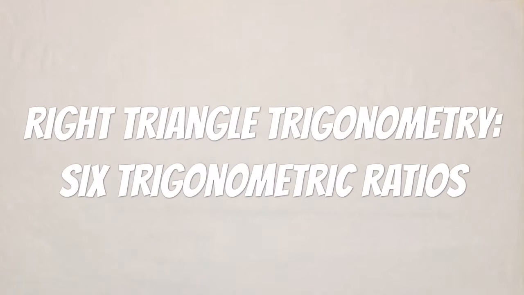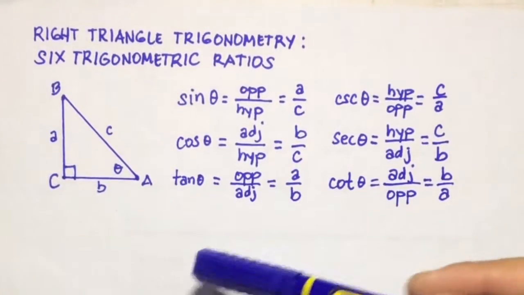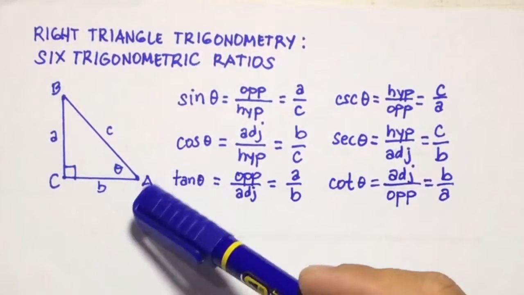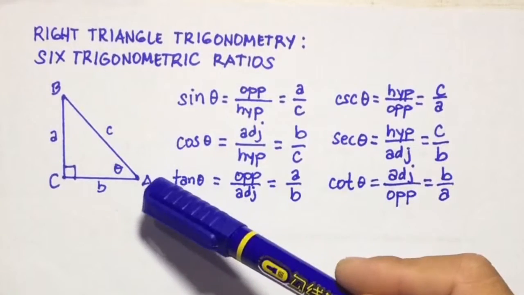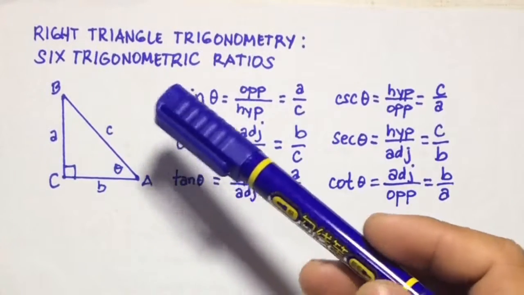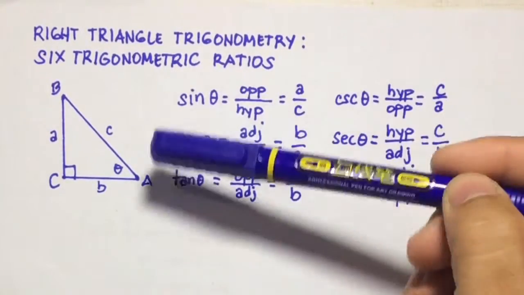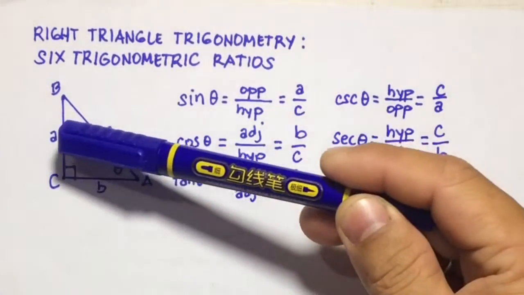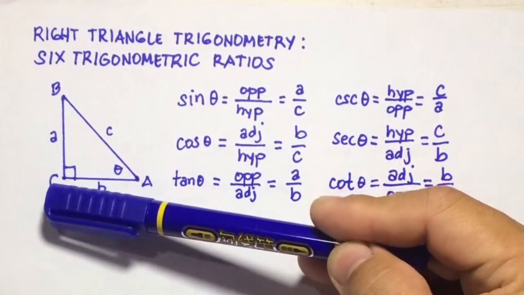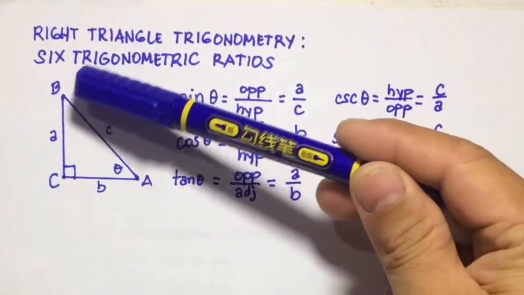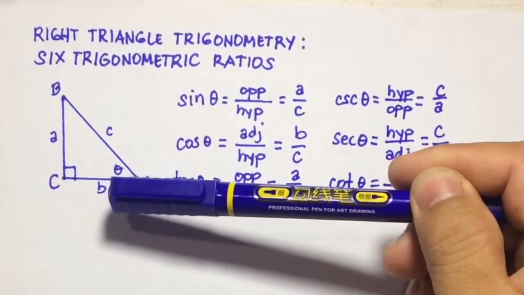Hi guys! In this video, I'm going to discuss right triangle trigonometry, the 6 trigonometric ratios. So I have here a right triangle with theta at angle A, and we have here angle C and angle B. Then opposite of angle A is side A, then opposite of angle C is C, and opposite of angle B is the side B.